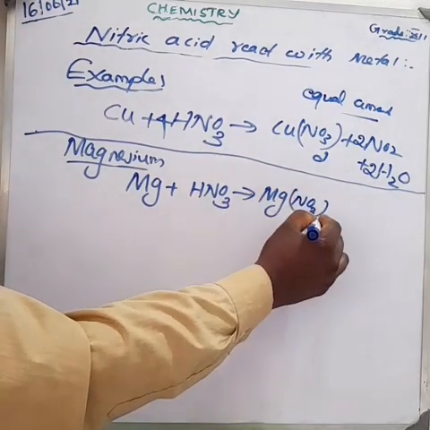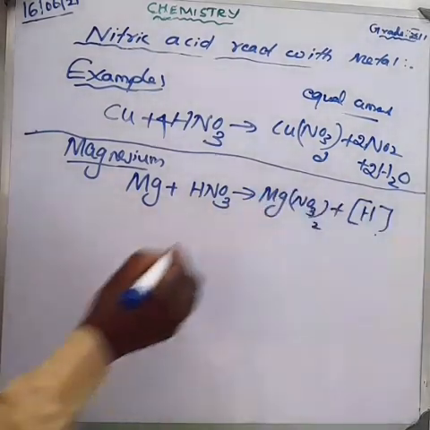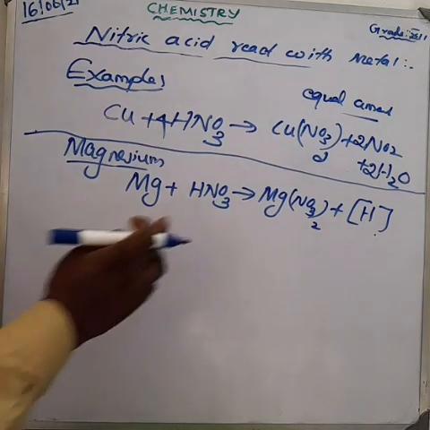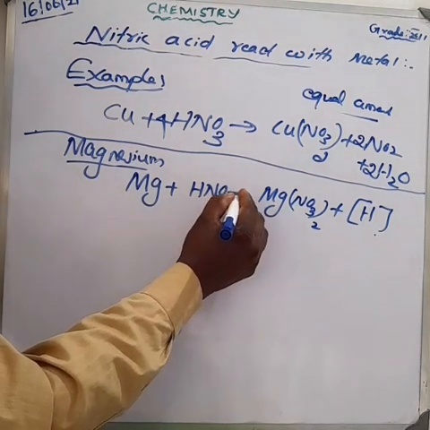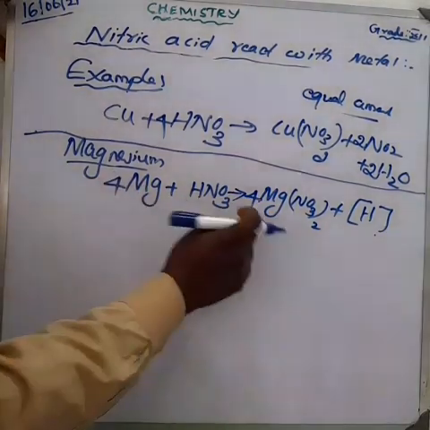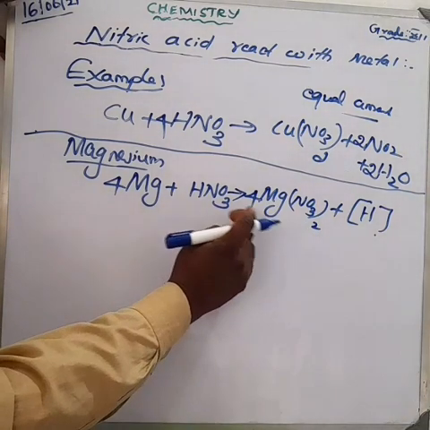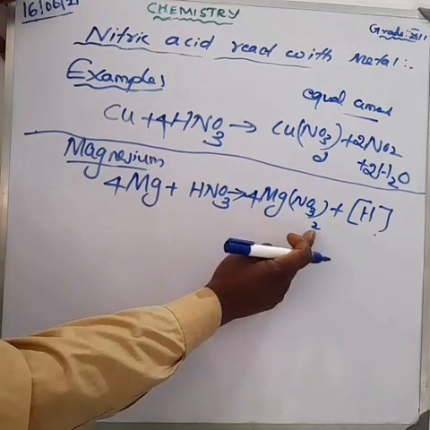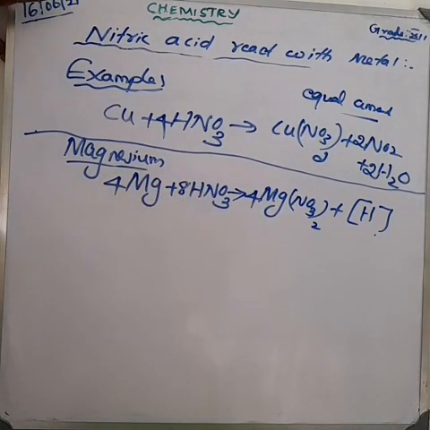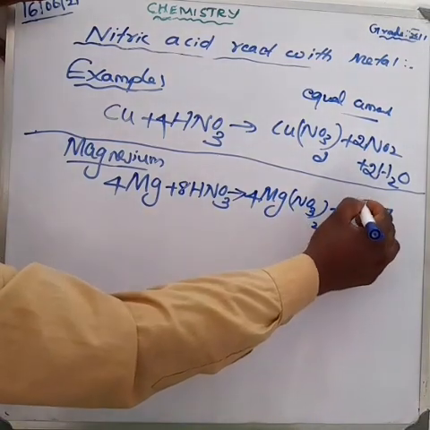Mg(NO3)2 plus hydrogen, nascent hydrogen. Am I right? So how can you easily make the reactions? Here make it 4 magnesium nitrate. Next we have to find the nitrate. How much nitrate is there? 4 into 2 is equal to 8. So make it on the reactant side 8 nitric acid. How much magnesium is there? 4 magnesium. That is balanced.